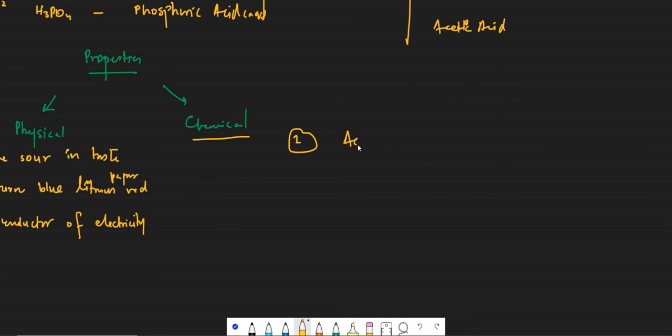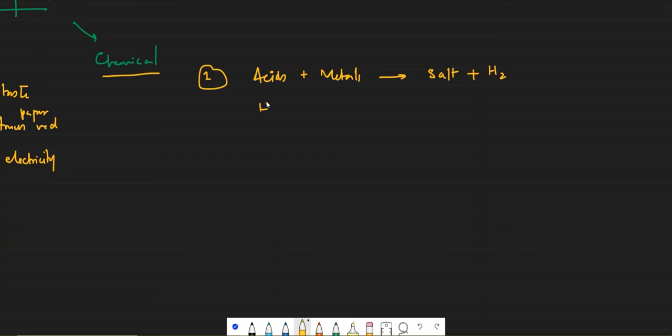When acids react with metals, they form salt and hydrogen. Okay, let's take any acid. I am taking HCl, and it is reacting with sodium.